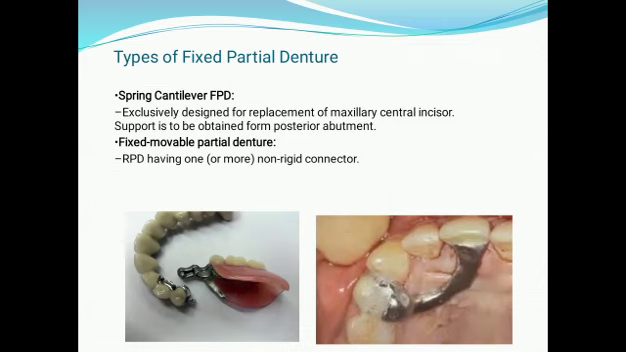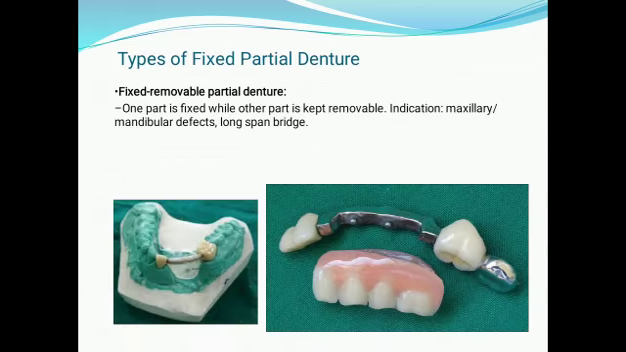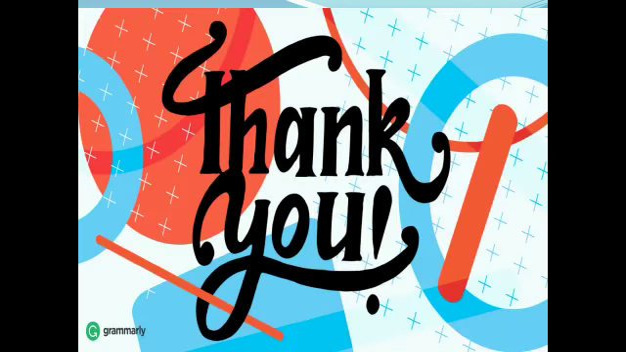Fixed removable partial denture: a removable partial denture having one or more non-rigid connectors. One part is fixed while the other part is kept removable. Mostly indicated in maxillary and mandibular defects and long span bridges. Thank you.